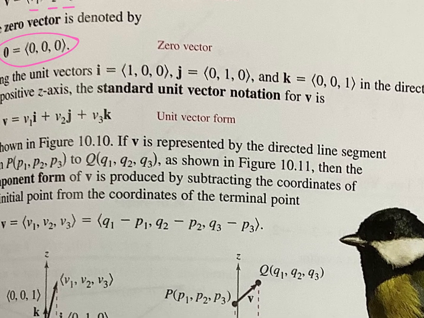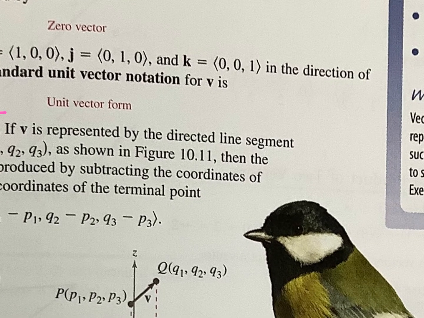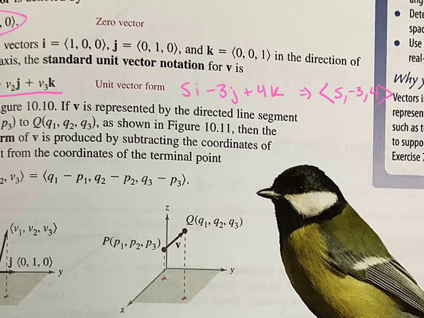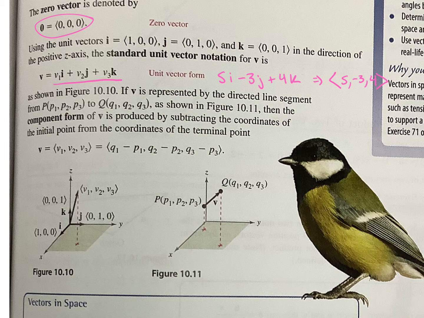Remember, we can have a vector written in vector notation, which is with the i, j, and k. We can also have it in component form. So if I had a vector that was, let's say, 5i minus 3j plus 4k, what would this be in component form? Awesome. 5, negative 3, 4. So before we just had i and j, now we have i, j, k.